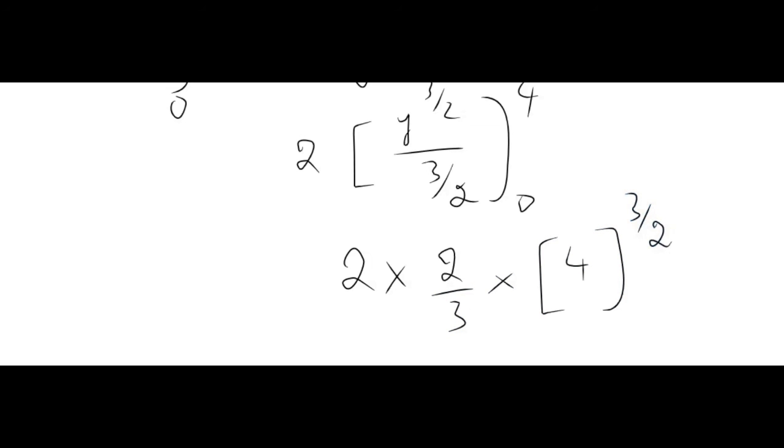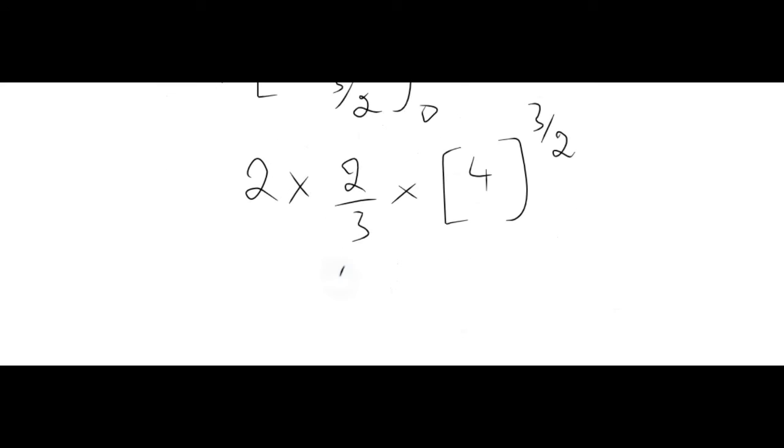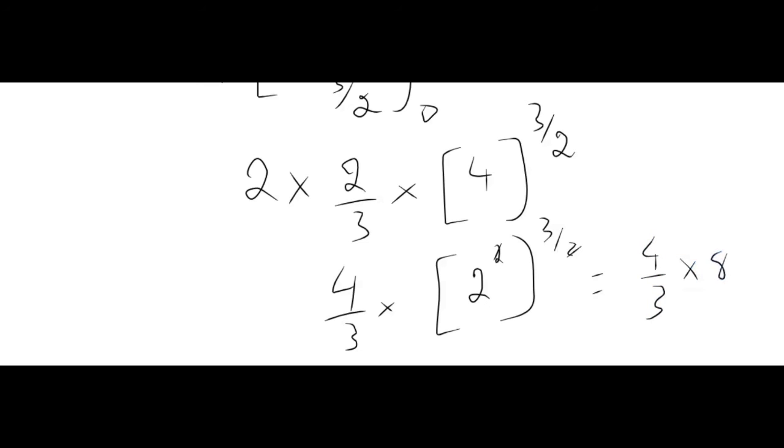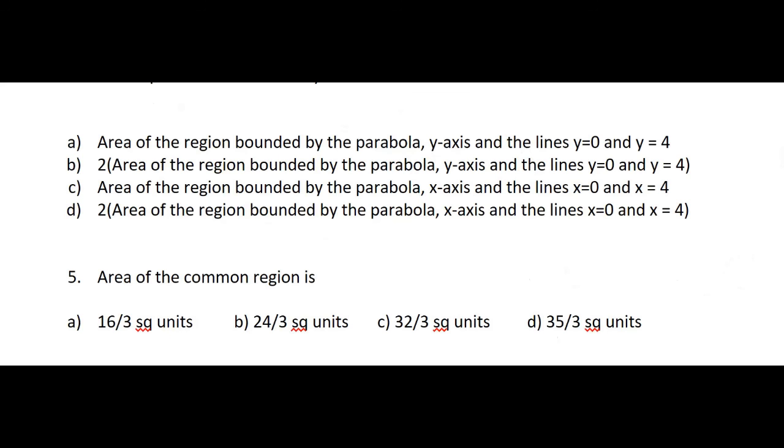4 can be written as 2 squared, which is nothing but 4 by 3 times 2 squared to the power of 3 by 2. This 2 and 2 will get cancelled. So 2 cubed is nothing but 8. So 4 by 3 times 8 is equal to 32 by 3 square units. So option C is the correct answer.